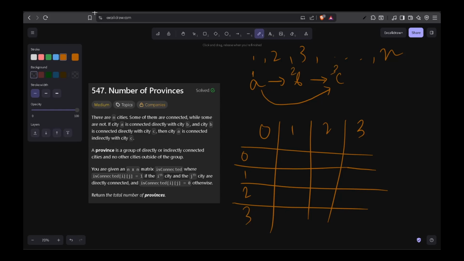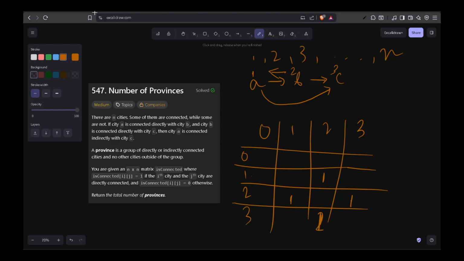Now since it is given that A and B are connected, that means 1 is connected to 2, so 1 comma 2 will have a value 1 here. That means they are connected. And similarly 2 comma 1 will also have 1, right? Because city 2 is also connected to city 1. So it's not a unidirectional arrow, it will be a bidirectional arrow, right? In the same way, since 1 is connected to 2, 2 is also connected to 1, and then 2 is connected to 3, so that means 2 comma 3 is 1, and so is 3 comma 2. Sorry, this will be 1, right?